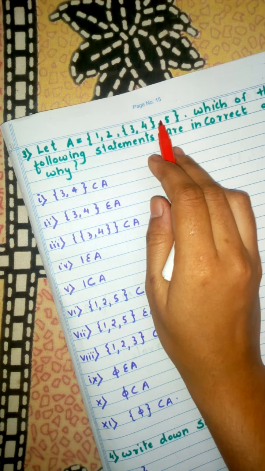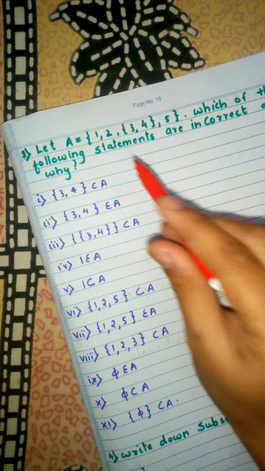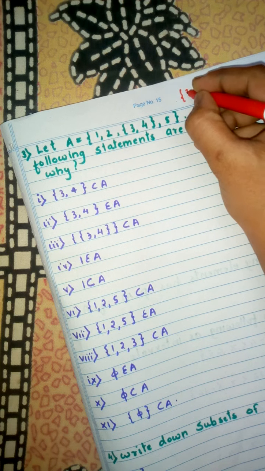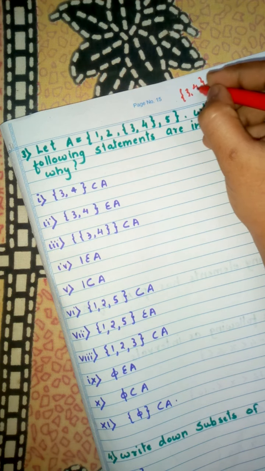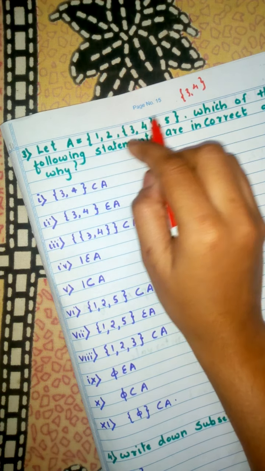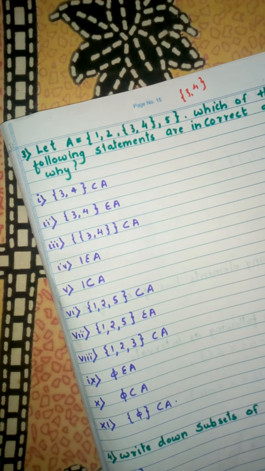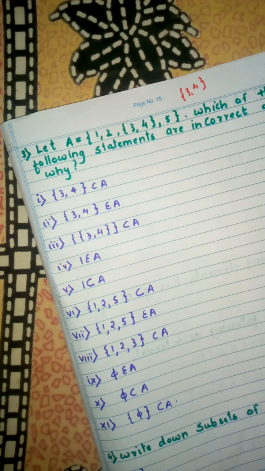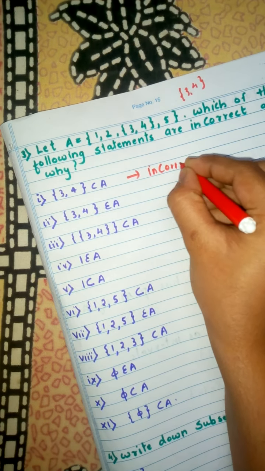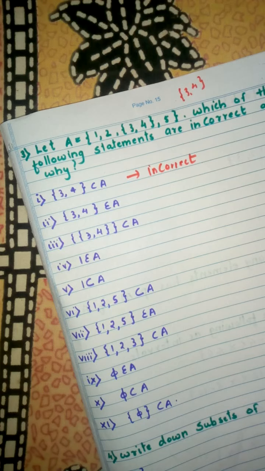No, it's not there. Then 4 is also not there as an element in A. There is one more set {3, 4} which contains 3, 4. There are no separate elements 3, 4, like 1, 2, 5. Therefore the first is incorrect, because the set A does not contain 3 and 4 as elements.